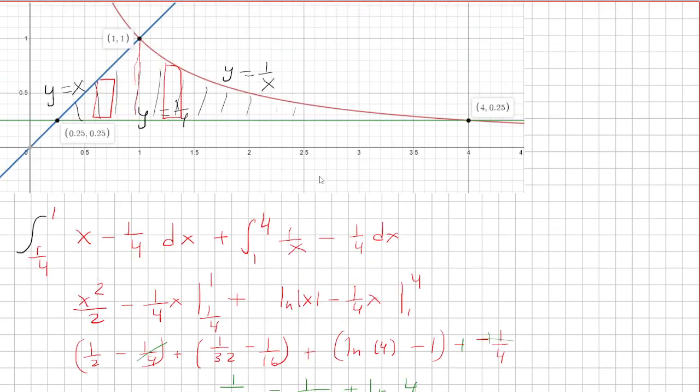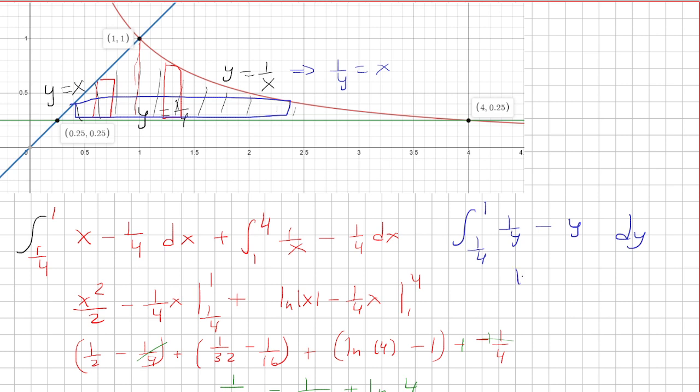Now if I was supposed to do it with respect to y, my rectangles will look sideways like this. And so y would go from 1/4 to 1. The right function would be, well, I have to solve for x here. If y equals 1 over x, find the reciprocal of both sides. That means 1 over y is equal to x. And then y equals x, well, x equals y. So I don't have to solve for x there. So we have 1 over y minus y dy.